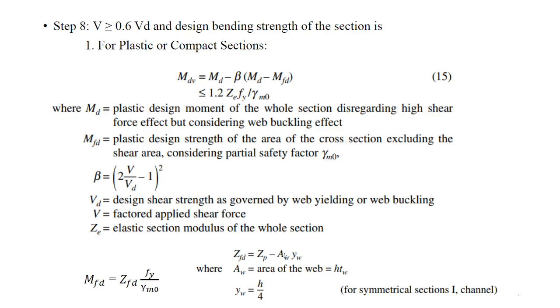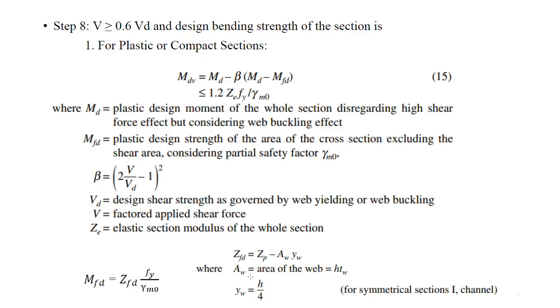Okay, AW indicates the cross-sectional area of the web section, and we have to take the centroidal distance of the web section. AW is the area of the web section, H into the thickness of the web, and YW is nothing but H by 4, the centroidal distance from the center of the section, for the top portion of the section.